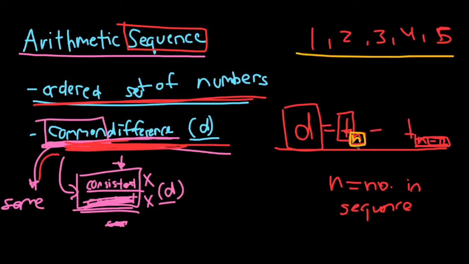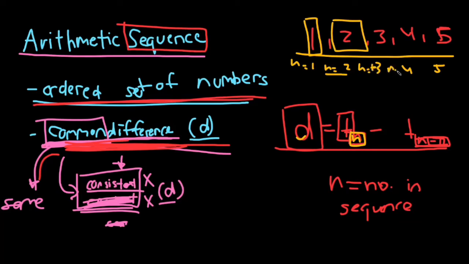So say we were trying to find d, and we will use the number in sequence, n. N is equal to the number in sequence. This is the first number in the sequence, right? It starts with 1. This is the second number because it goes up. This is the first number, second number, third number, fourth number, fifth number. So this is n equals 2, n equals 3. Oh, sorry, n equals 4, n equals 5.